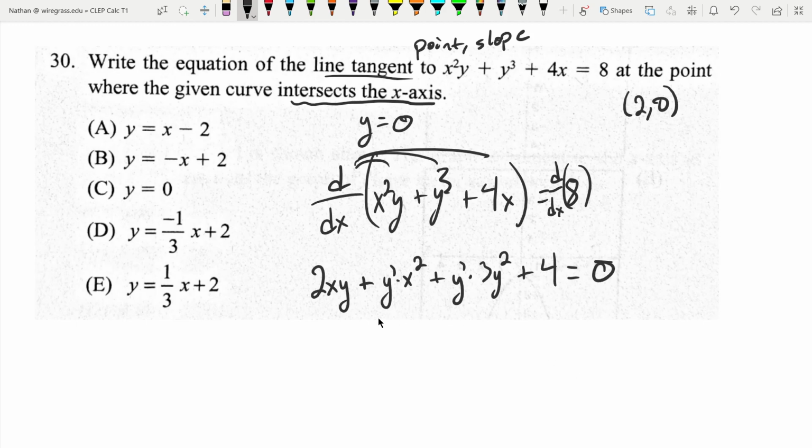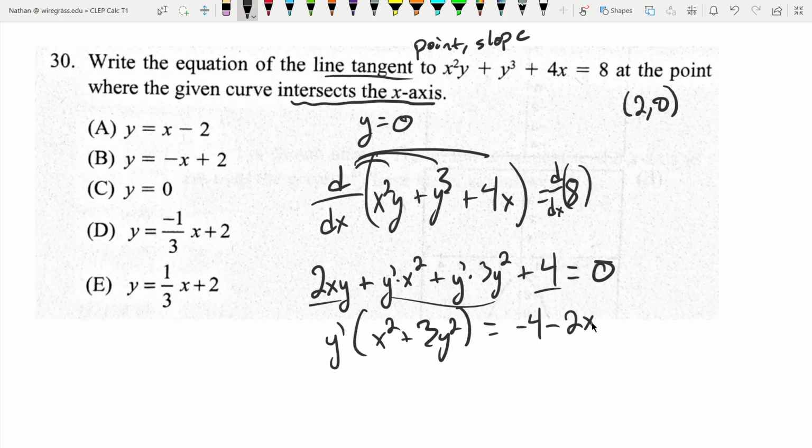Now we need to get y prime by itself. So I'm going to subtract these two things over to the other side, and I'm going to factor out the y prime here. So we're going to get y prime times (x squared plus 3y squared) equals negative 4 minus 2xy. And so that gives us y prime equals (negative 4 minus 2xy) over (x squared plus 3y squared).